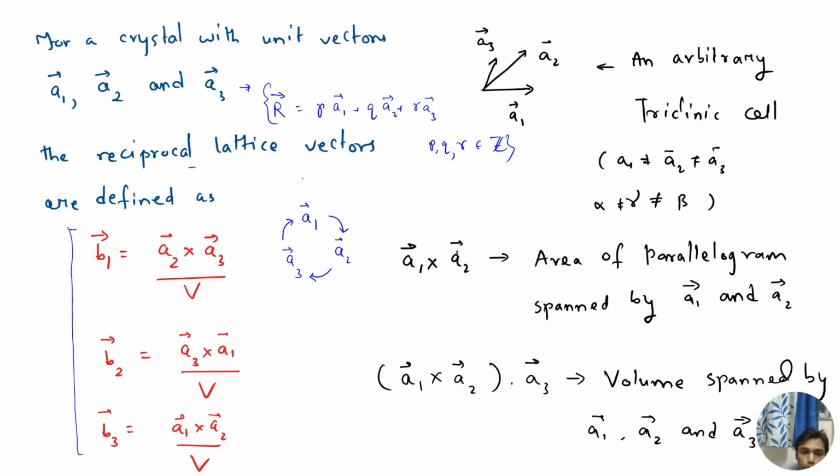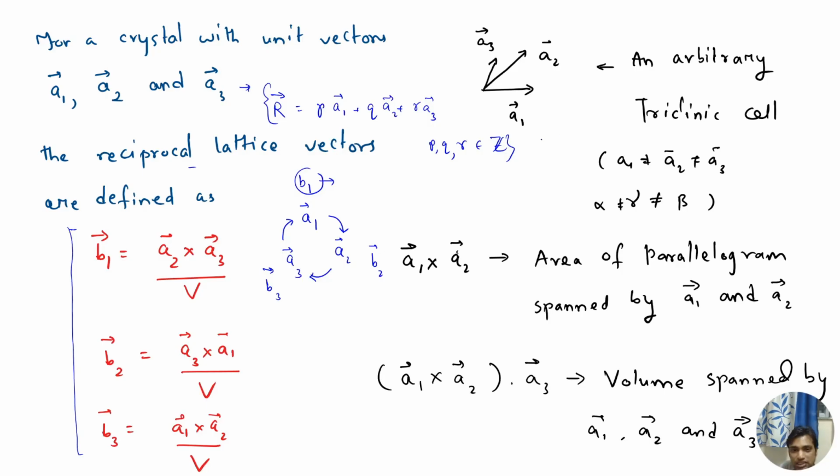So when you talk about b1, you have to do the cross product a2 cross a3 along this circle. When you talk about b2, you have to do a3 cross a1 along this circle. And when you talk about b3, you have to do a1 cross a2 along this circle. So this is the way to remember it.